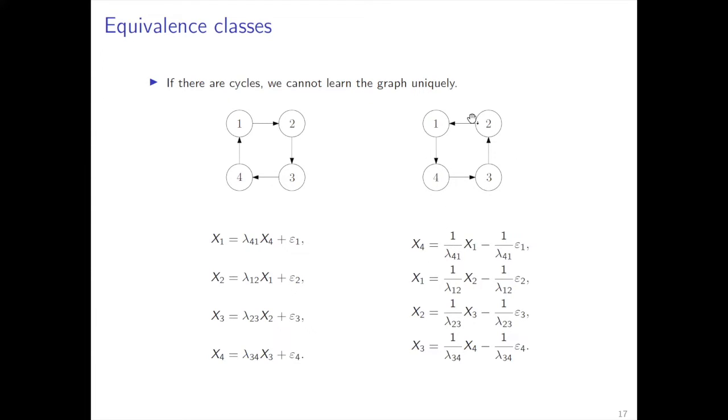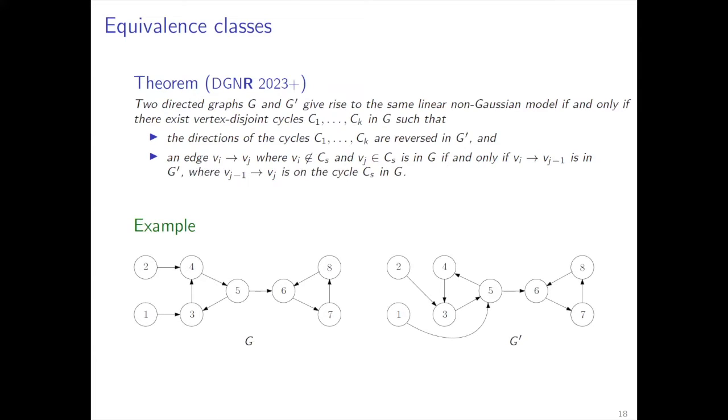So going the other way: the graph going this way is equivalent to going the other way, because these noise terms are still independent. So it's really also part of a structural causal model with this graph. You can't quite learn the graph, but you can reverse cycles. And we showed that this is precisely when two graphs are equivalent, meaning they cannot be distinguished in this linear non-Gaussian setting. This is complicated, but here's an example: they are equivalent if and only if you can find some cycles in one graph and reverse them.